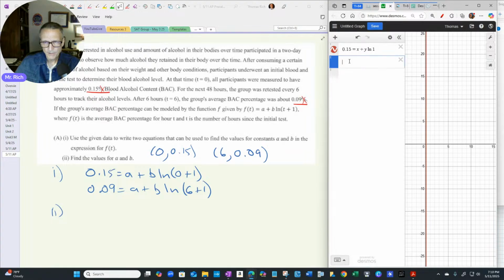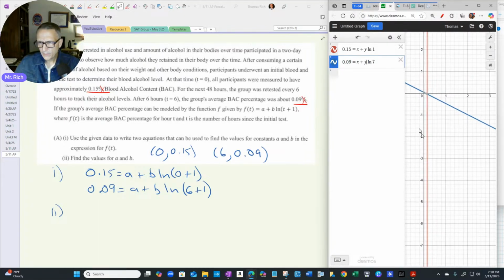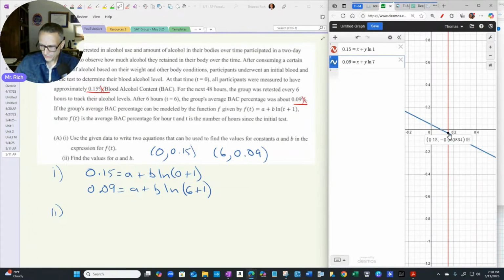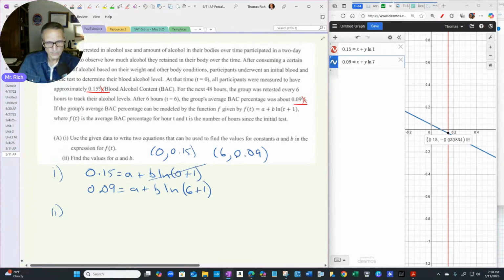So we could really do this using algebra really super fast, but we'll do it by graphing. 0.09 is equal to A plus B ln of 7. And that needs to be x and y, doesn't it? So x and y. Okay. And then we're going to zoom in like crazy to see where we are intersecting here. And there's our point of intersection. So no surprise, A was 0.15. I kind of knew that because the natural log of 1 happens to be 0. But that does tell me that A is equal to 0.15 and B is equal to negative 0.031.